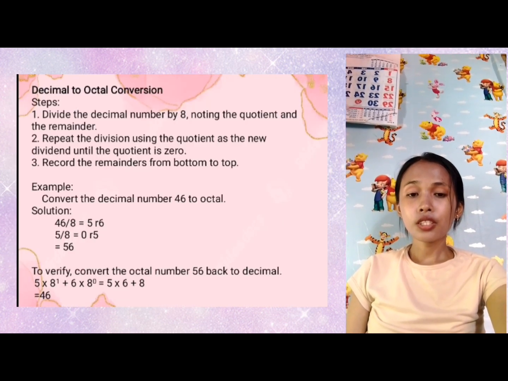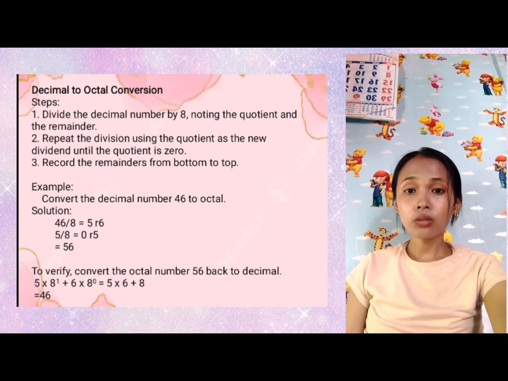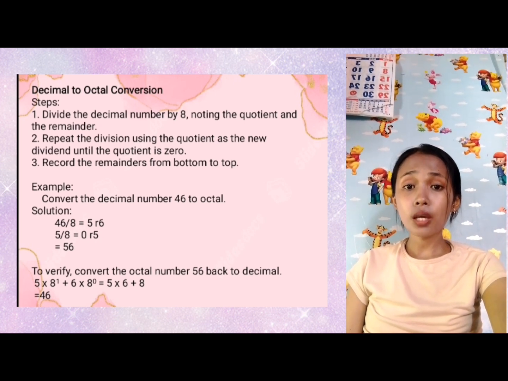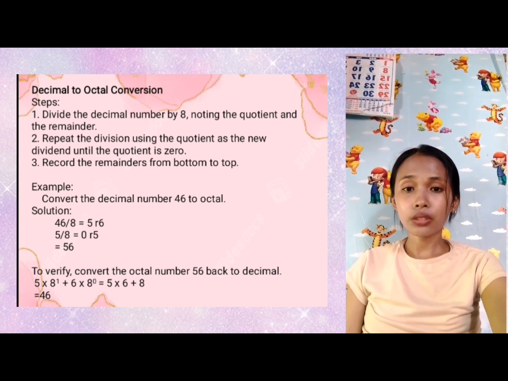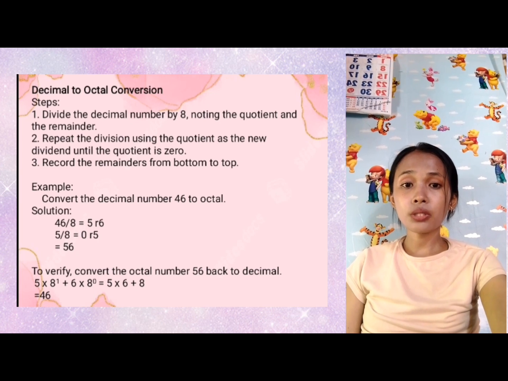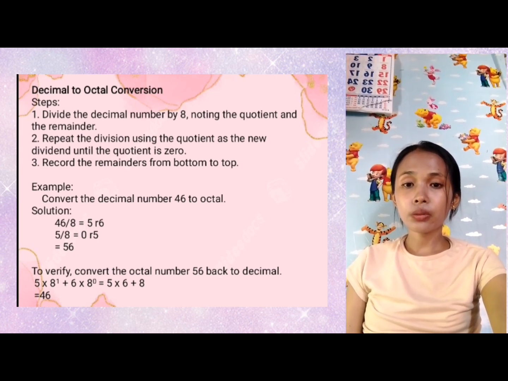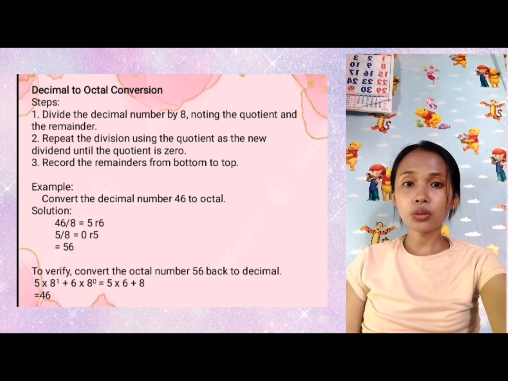Next is decimal to octal conversion. Here are the steps to follow when converting decimal number to octal. Step 1. Divide the decimal number by 8, noting the quotient and the remainder. Step 2. Repeat the division using the quotient as the new dividend until the quotient is 0. Step 3. Record the remainders from bottom to top.